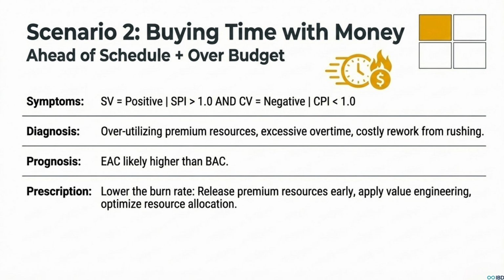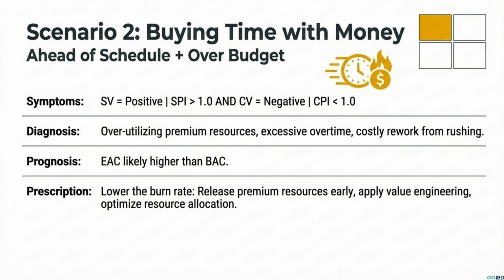But you're hemorrhaging cash. Your CPI is in the tank. This is a classic sign that you're probably using really expensive resources, or maybe you're paying a ton in overtime. The solution here is pretty logical, right? You have to lower your financial burn rate. You need to stop the bleeding. So you'd look at things like releasing those premium, expensive resources, maybe applying some value engineering to find cheaper ways to do things, or just reallocating your team more effectively.